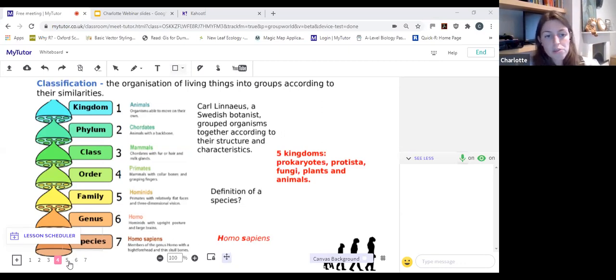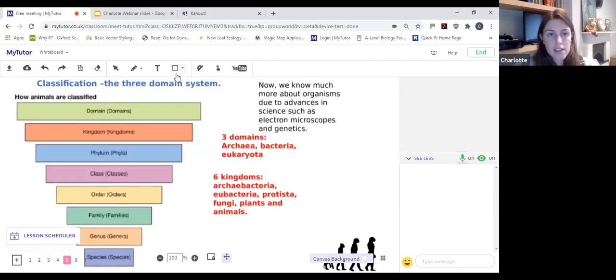Now, I mentioned before that the classification system was developed quite a long time ago by Linnaeus. Since then, we've been able to look at more about organisms than just the way they look or behave. There have been advances in science, such as electron microscopes, genetics, and lots of different techniques that allow us to know much more about different organisms. So we've changed the classification system a little bit. We now have a system called the three-domain system.